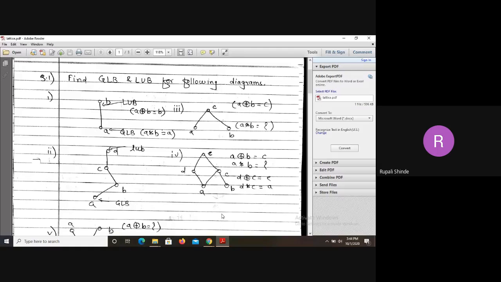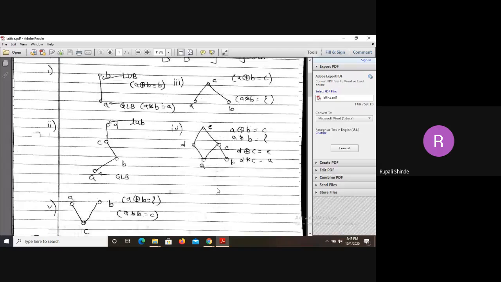No. Because in order to be a lattice, it should have both the greatest lower bound and the least upper bound. But here one element is missing. That's why this diagram is not a lattice.